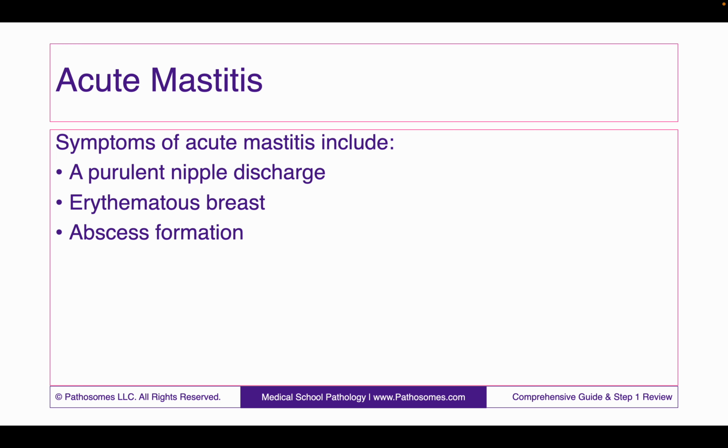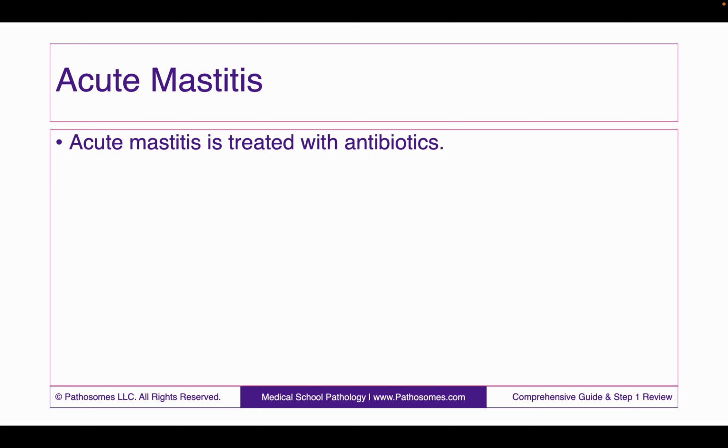Symptoms of acute mastitis include a purulent nipple discharge, erythematous breast, like we just saw in the previous image, and even an abscess formation. What type of cells are usually present with abscess? Neutrophils or lymphocytes? Neutrophils, right? Polymorphonuclear cells, right? Now, how do you treat acute mastitis? With antibiotics. And drainage may be necessary if an abscess has formed. So you future surgeons, be on the lookout for this.